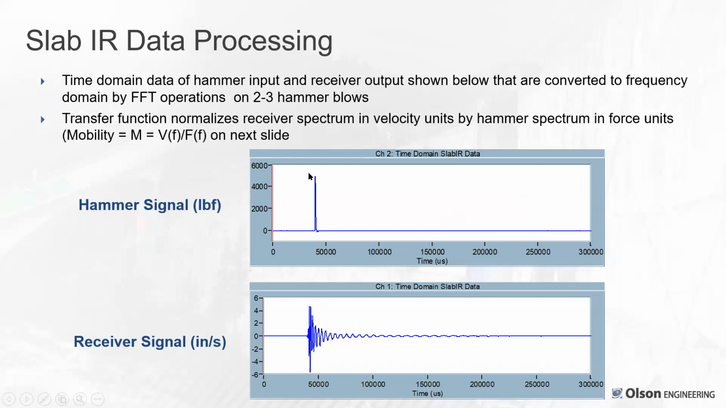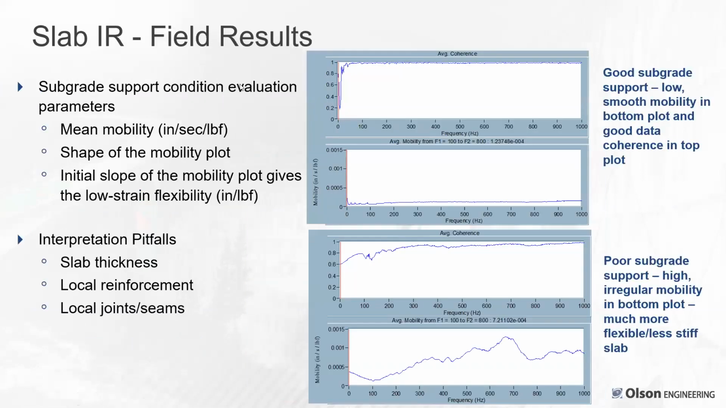Here's a hammer signal. That's about 5,000 pounds of force in the time domain. This is a receiver signal that's actually ringing, which is indicative of void below the slab because the slab is not damping out. It could be a lot smoother and damp out very quickly with good sound subgrade support. So then we were using this to calculate the mobility.